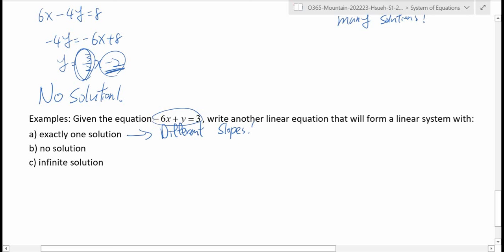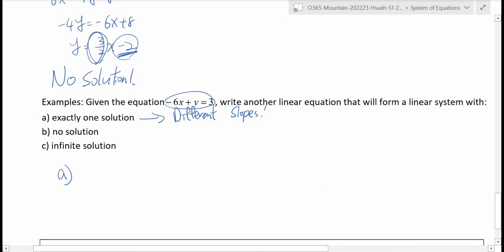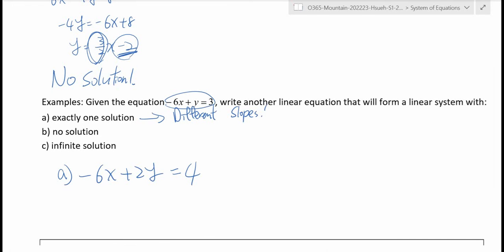So let me just make a random equation that has a ratio that's not negative 6 to 1. Let's say negative 6 to 2. Now you can see the ratio is different already. For the constant, it doesn't really matter. You can make them the same or make them different, because the ratio is already different, and therefore this creates a different slope.